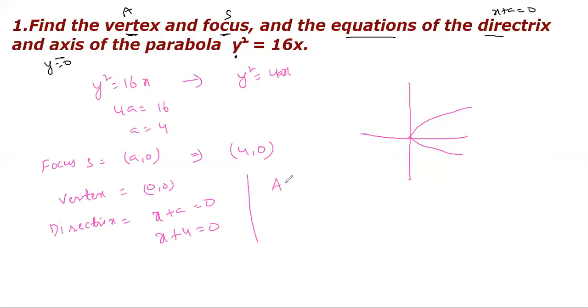And finally axis. The axis is nothing but, since the parabola is symmetrical to the x-axis, that's why here y equals 0. The equation of the x-axis is y equals 0. So axis is y equals 0.